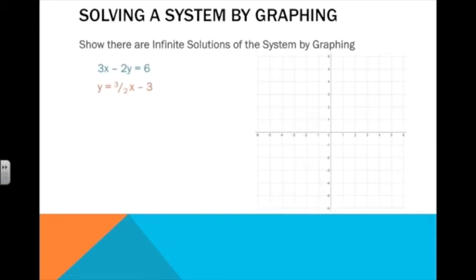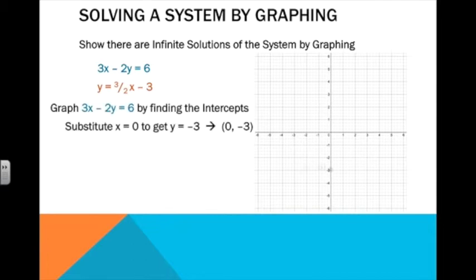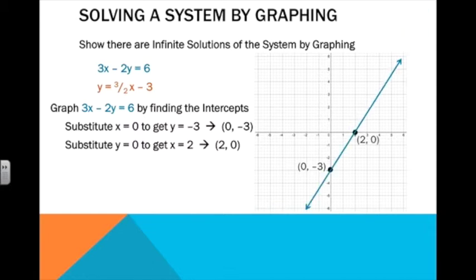For our final example, we'll look at the case where there is an infinite number of solutions using the system of equations 3x minus 2y equals 6 and y equals 3/2 x minus 3. Again, 3x minus 2y equals 6 is the same line we started with in the first example, so it's graphed the same way as before.